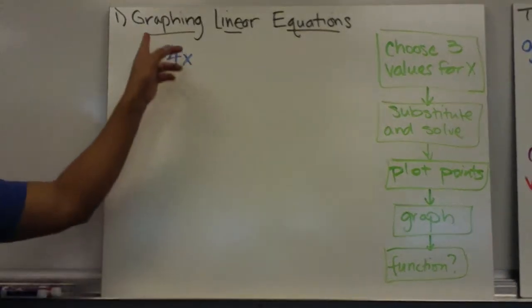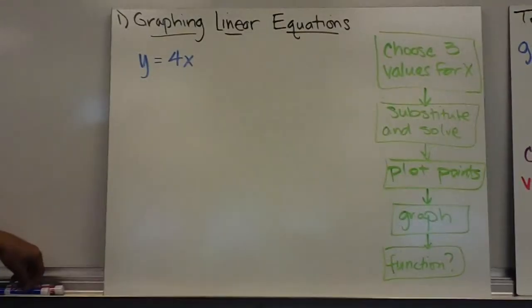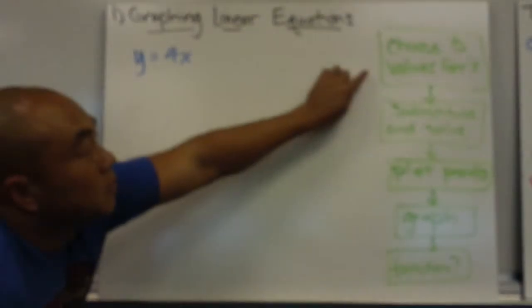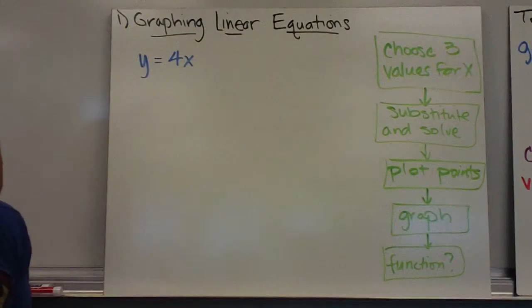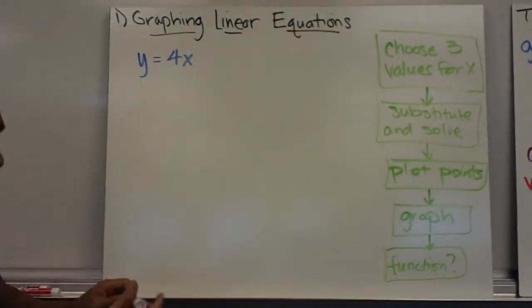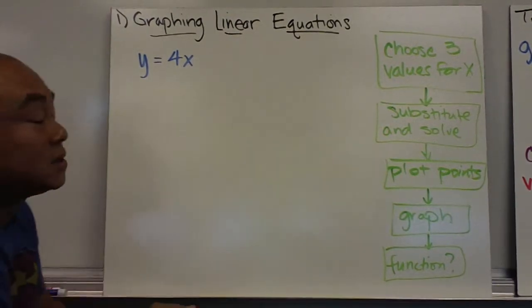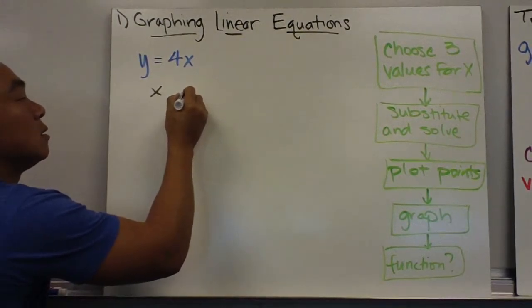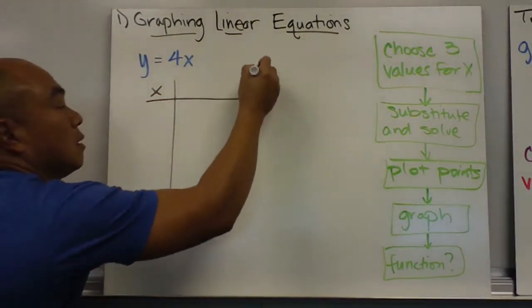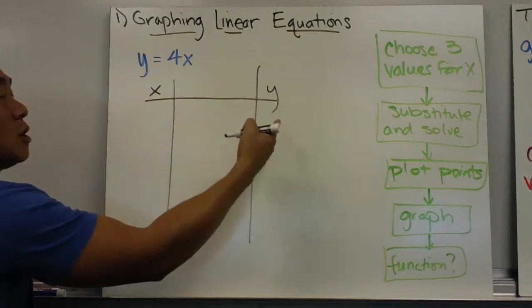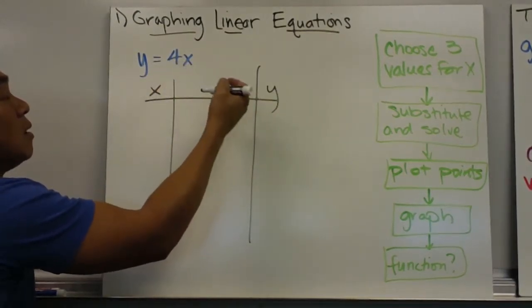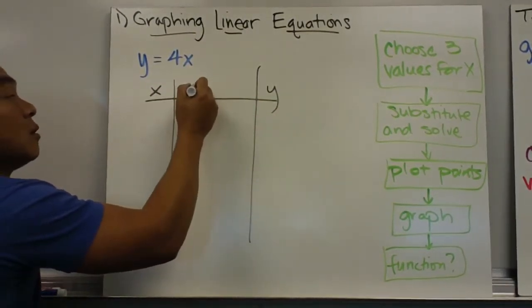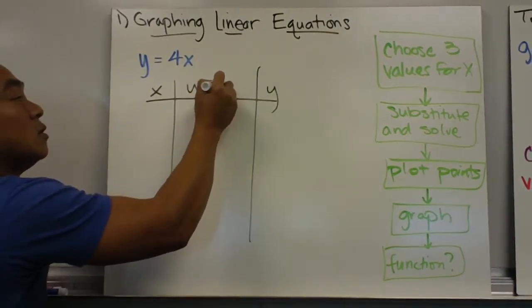Here we have the first topic, which is to graph a linear equation. First, we're going to choose three values for x. But before that, let's create a little chart for this. We're going to create an x and y chart, and then write the equation for it. So here we have y is equal to 4x.